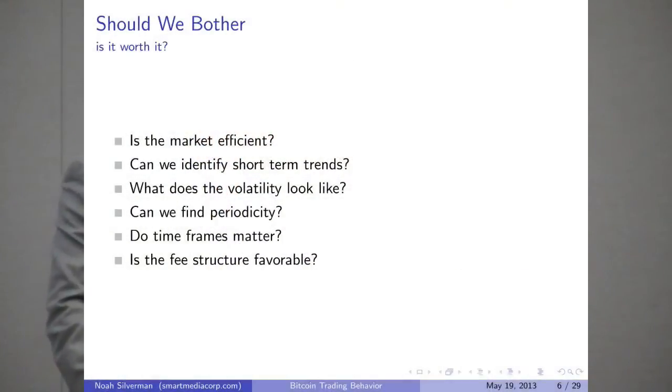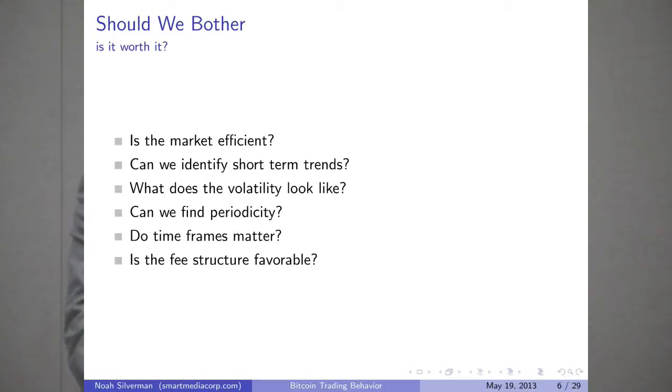So then the question is, should we even bother with all this? Can we trade Bitcoins? Do we care? What if we just hoard them and sit on them? Whenever I look at these type of projects, we want to look, is the market efficient? If it's an efficient market, that means things are priced exactly where they should be, so there's no advantage in trading it. Can we identify any kind of trends?